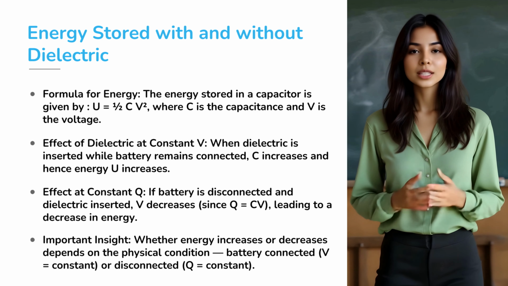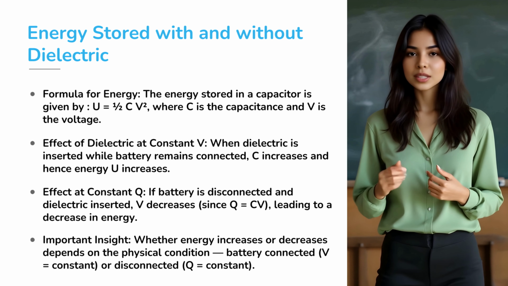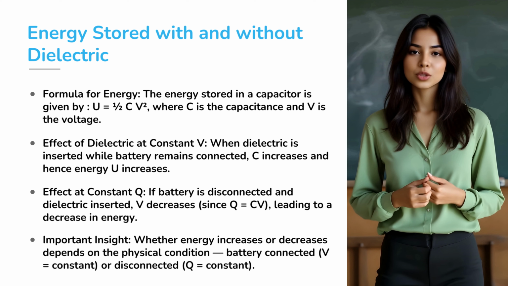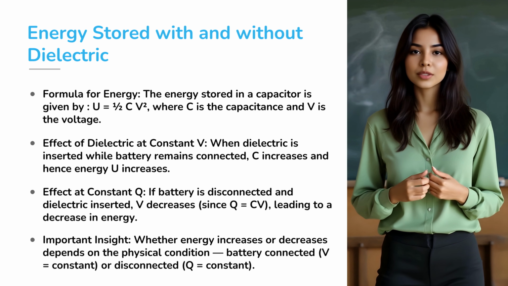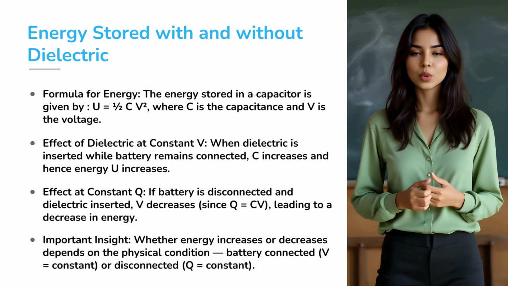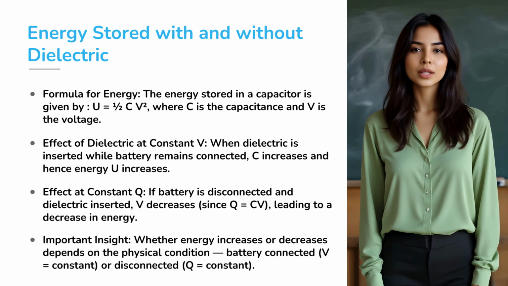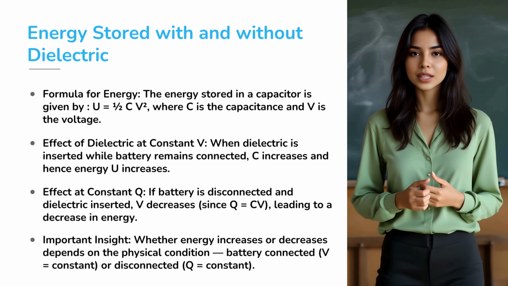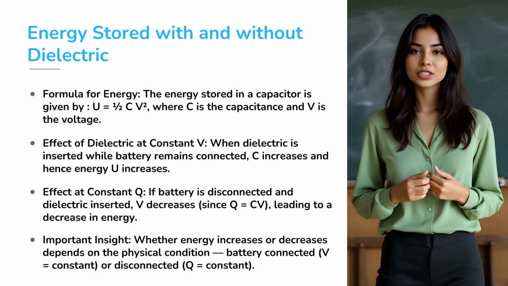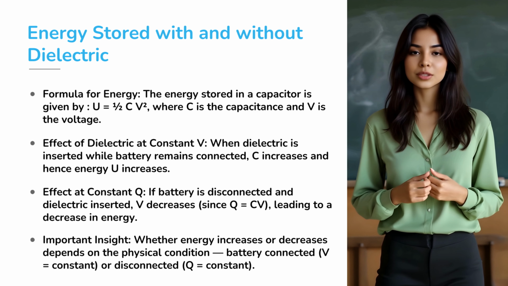Now here's an exciting question. What happens to the energy stored in a capacitor when we insert a dielectric? The basic formula for energy stored is U equals 1/2 into C into V squared, where C is the capacitance and V is the voltage. Let's take two cases. Case 1, the battery stays connected while inserting the dielectric. Since voltage V remains constant and capacitance C increases, energy U also increases.